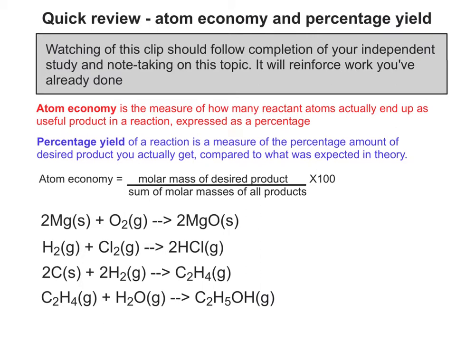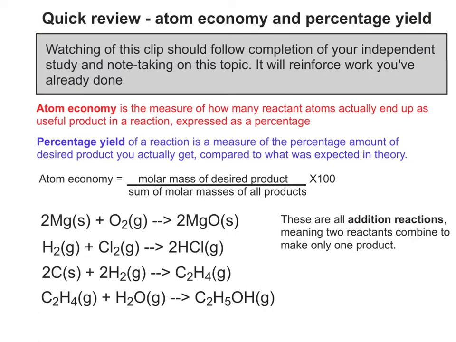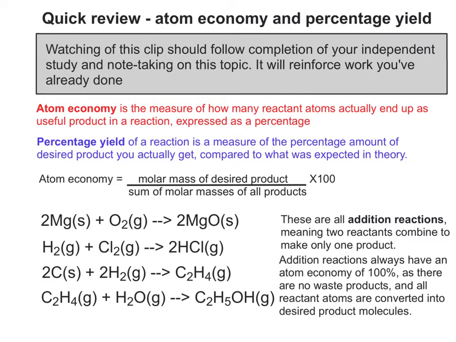It's worth pointing something out about atom economy before we go any further. All four of these reactions are encountered at some point during an A-level course. They're commonly come across at different stages in the two-year program. They're all addition reactions. And this means that two reactants combine to make only one product. So any time you come across an addition reaction, you'll never have to actually calculate the atom economy, because there are no waste products and all the reactant atoms are converted into desired product molecules.